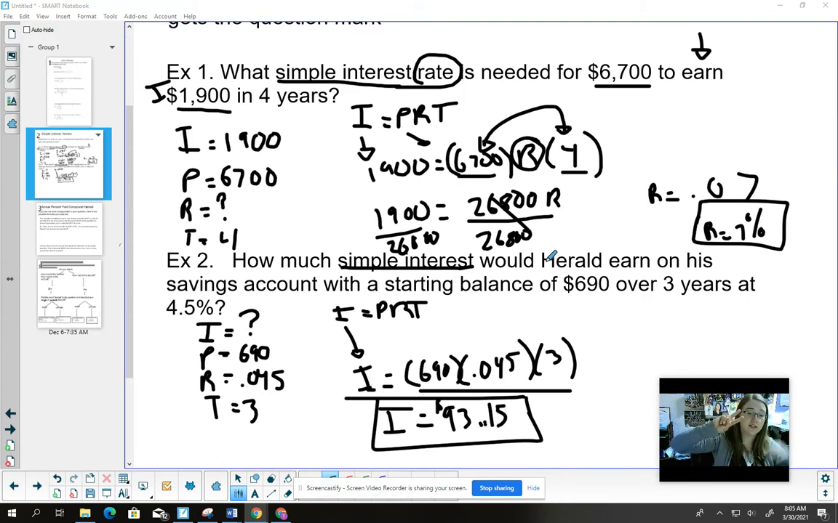So again, like I said, on your test, you will have 2 of these. It's not necessarily going to be solving for these variables, though, so be careful. Attack each question as if you've never seen it before. On your test, it's not a guarantee that you're going to be solving for I and R. It could be different variables on your test.